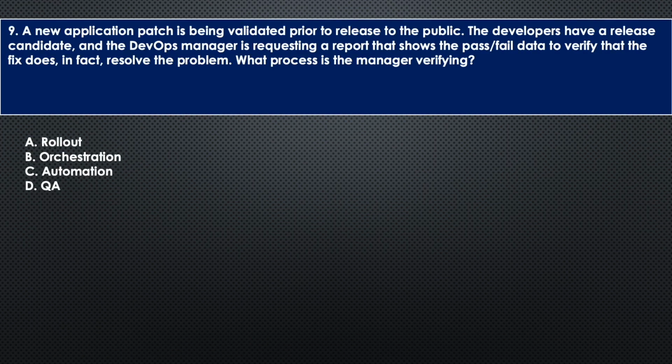9. A new application patch is being validated prior to release to the public. The developers have a release candidate, and the DevOps manager is requesting a report that shows the pass-fail data to verify that the fix does, in fact, resolve the problem. What process is the manager verifying? A. Rollout. B. Orchestration. C. Automation. D. QA. Answers. D. The manager is requesting data on the results of the quality assurance testing on the release.